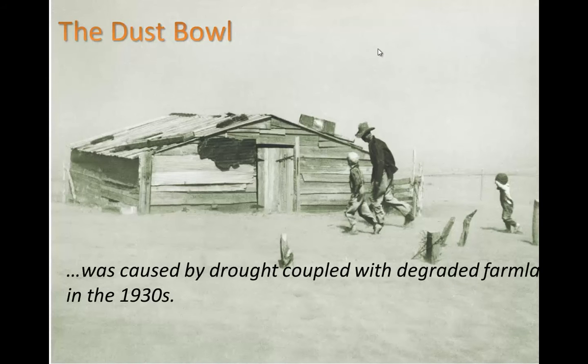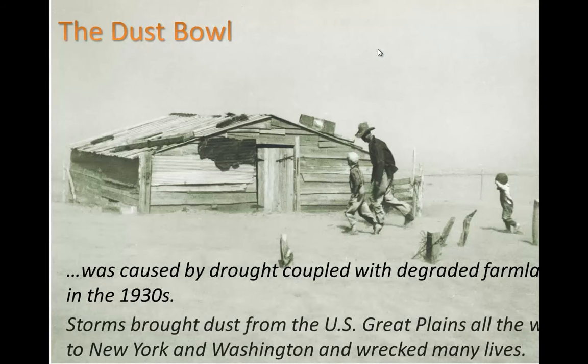A major event that happened in the 30s was the Dust Bowl. It was caused by drought coupled with degraded farmland. As you can see here, you have dust that blew. This shows storms that brought dust from the U.S. Great Plains all the way to New York and Washington and wrecked many lives.